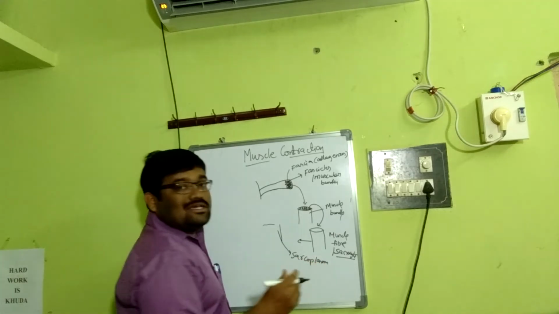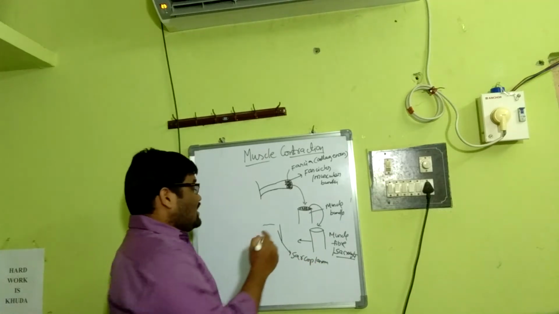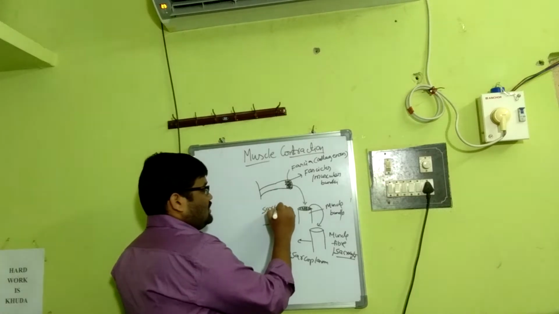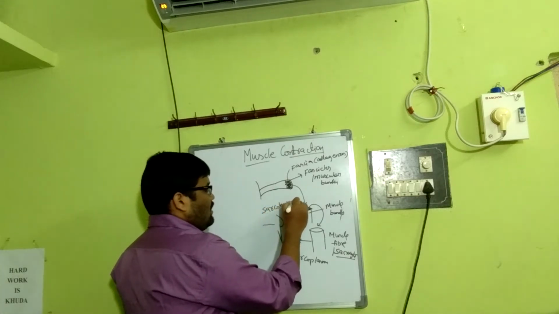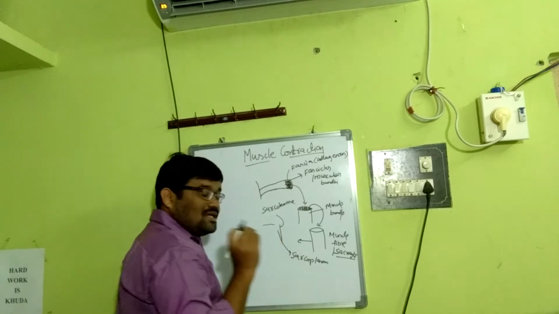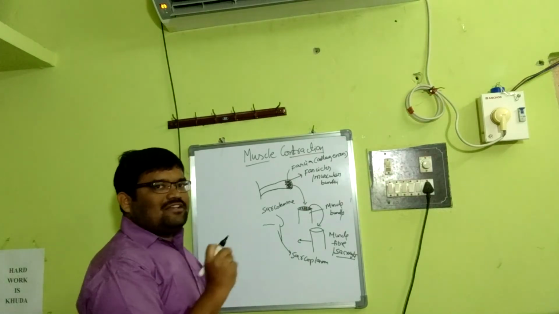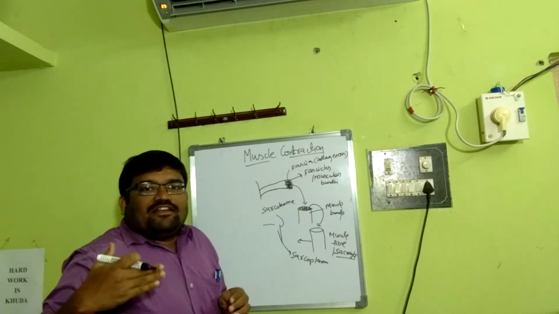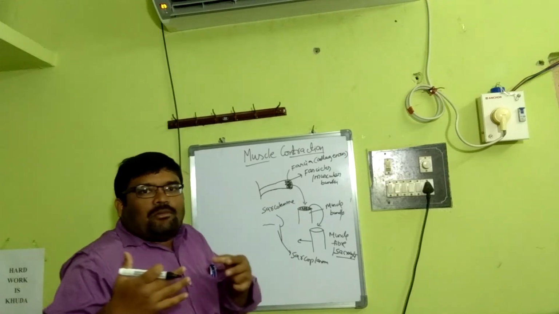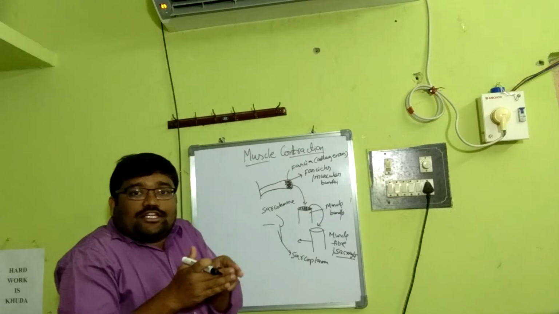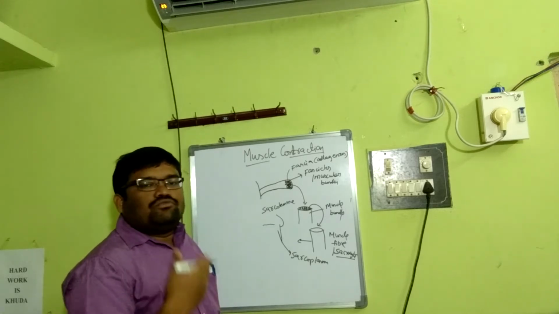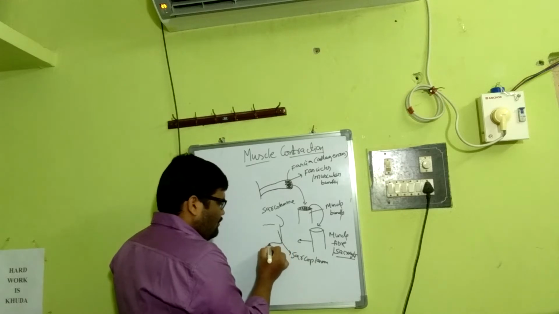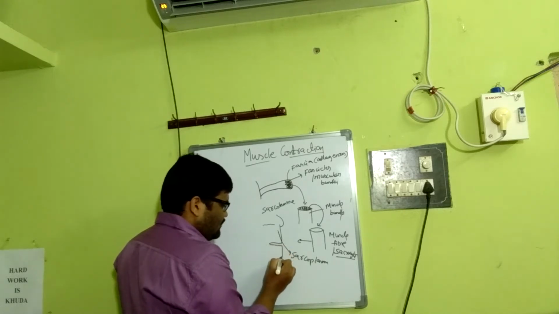Sarcoplasm actually means cytoplasm. Sarcolemma means plasma membrane. The most important feature of this muscle fiber is that the sarcolemma, the plasma membrane, will be invaginating, forming transverse T-tubules that make a triad system. We will be discussing what exactly it is. This invagination forms a triad system.